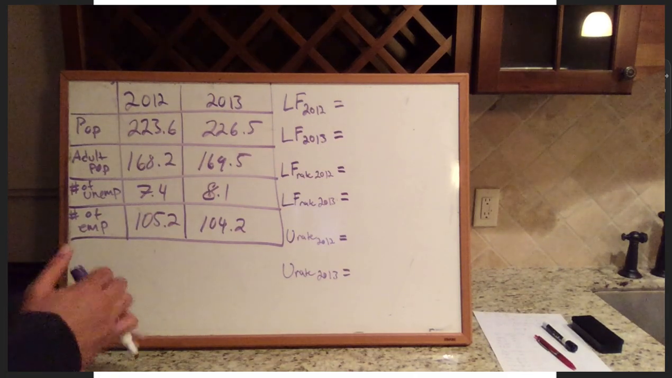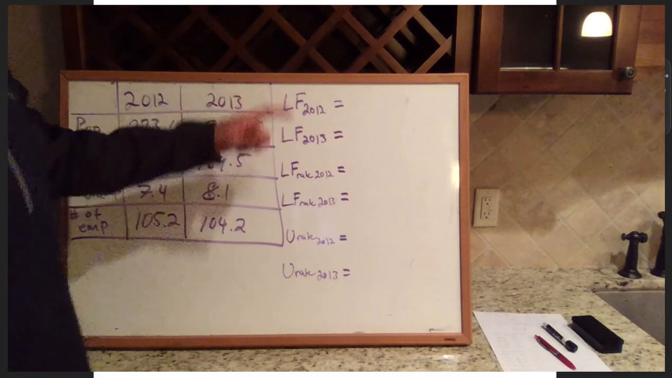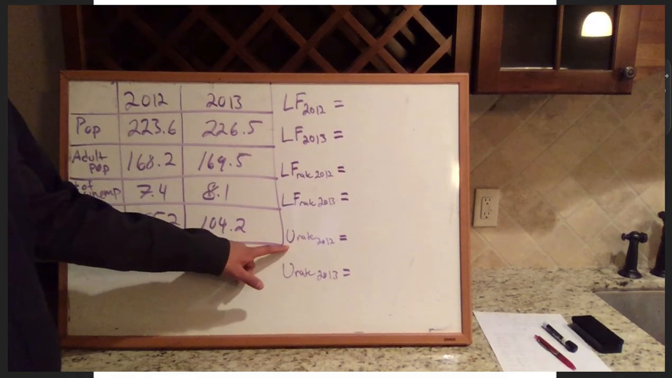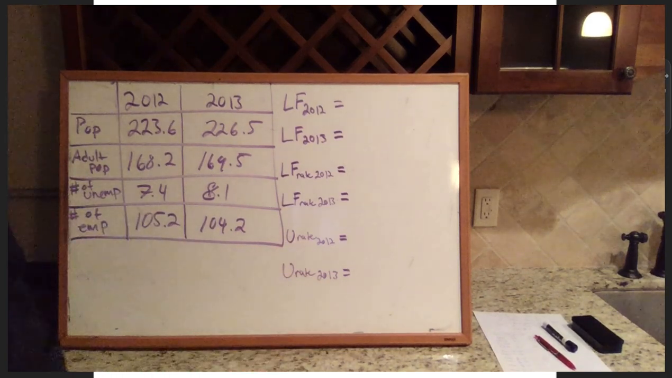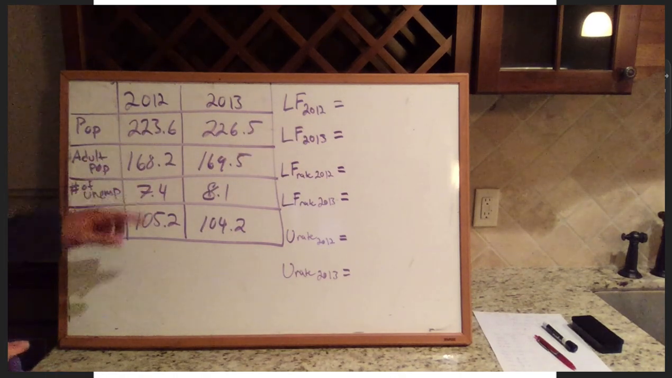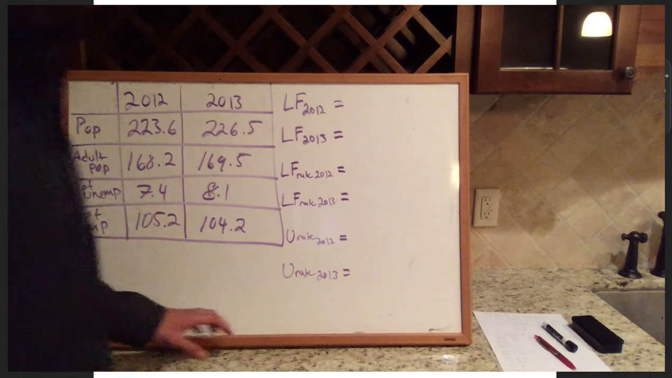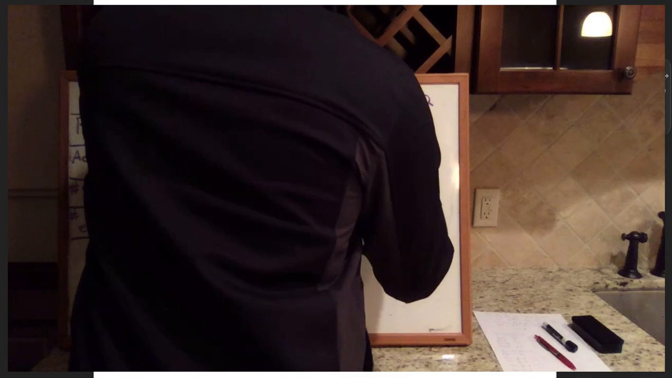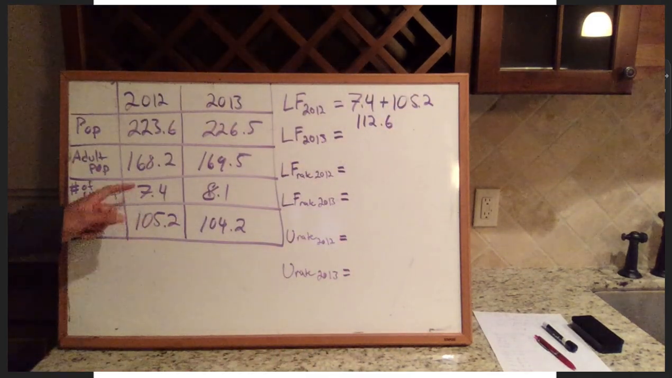So first thing you should be able to do for each one of these is calculate labor force participation rate, LF rate, unemployment rate of 2012, and then unemployment rate of 2013. Those are the basic statistics that you should know. So I'm going to walk you through. Labor force is just unemployed plus employed for that given year. So for the first one, it's going to be 7.4 plus 105.2, and what you're going to get is 112.6. So again, you're just adding these two together.